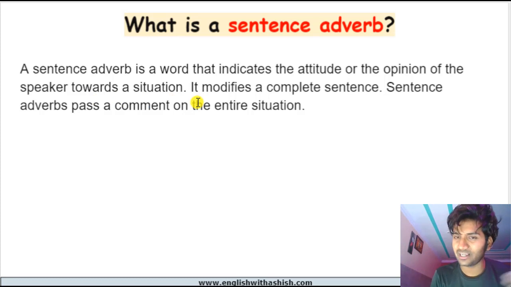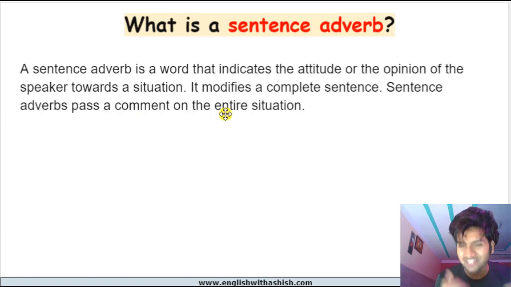So instead of modifying a particular word in the sentence, it modifies the complete sentence. A sentence adverb gives information about the complete sentence. Sentence adverbs pass a comment on the entire situation, and these words tell us what the speaker feels or thinks about the entire situation.